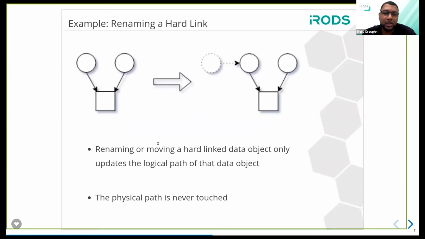So now we want to look at this example about renaming a hard link. And what essentially happens is on a rename, we only touch the logical path for the data object. So in this example, we want to rename this data object here. And all we do is update the name of that data object in question. The metadata and the physical path are never touched.